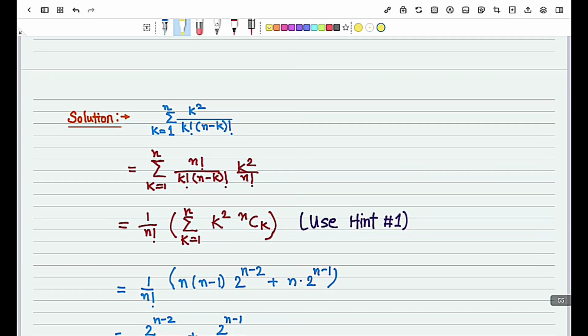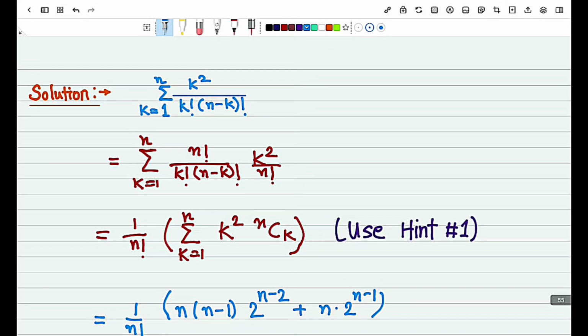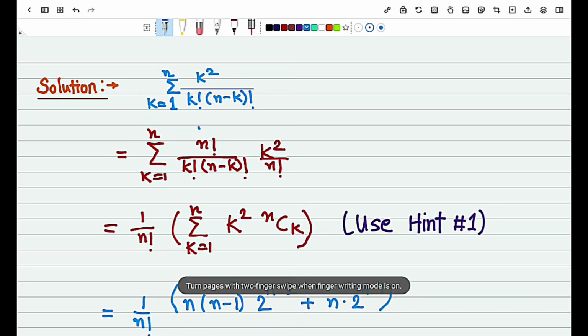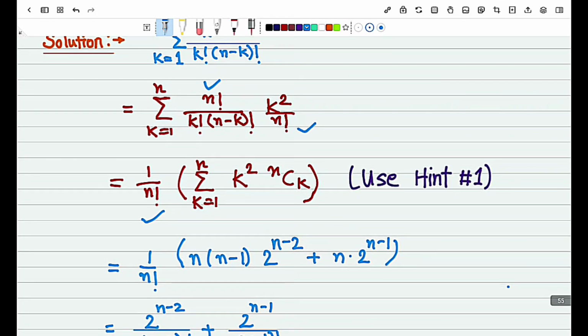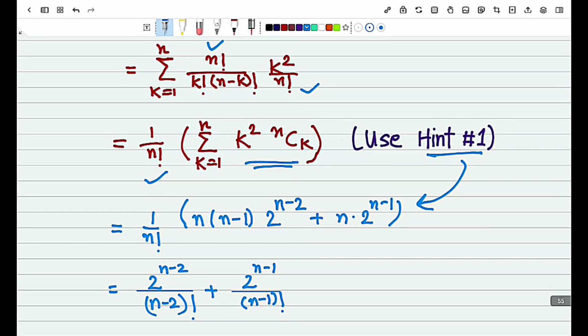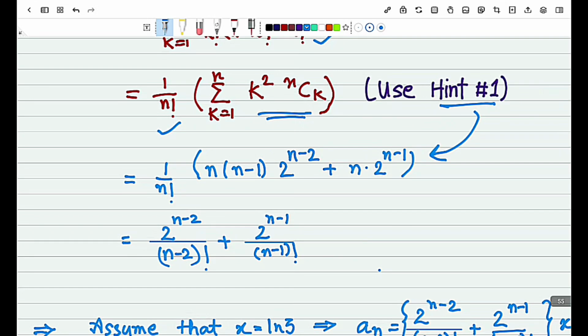So for the solution part, what I have done is I have multiplied an n factorial in the numerator and an n factorial in the denominator, right? So that results in this expression. And now using hint number 1, the value of this binomial is just equal to this. Now we can open the brackets and we'll end up getting a very simplified expression for the summation of the binomial, that is this, right?